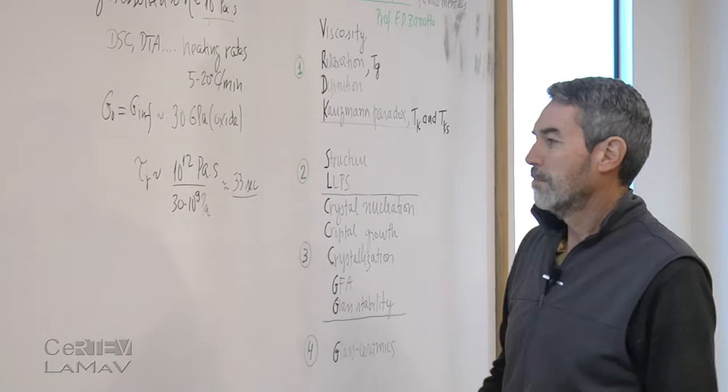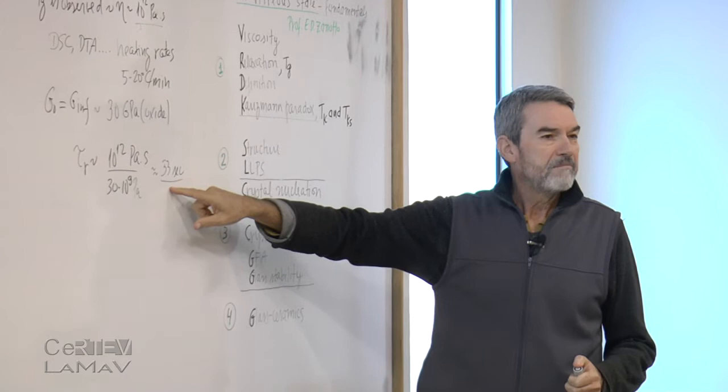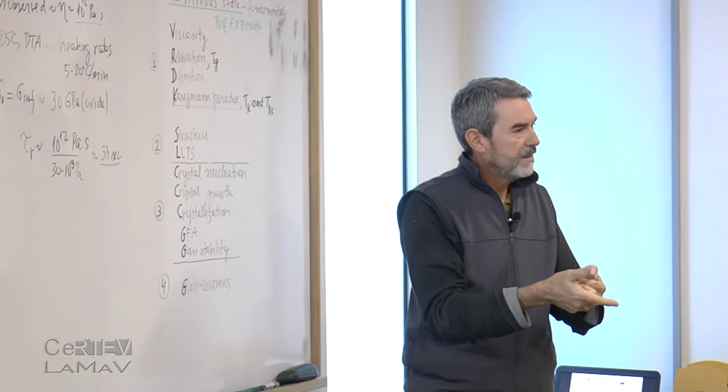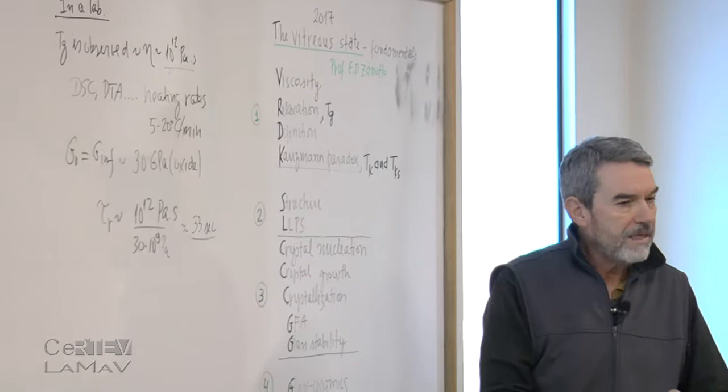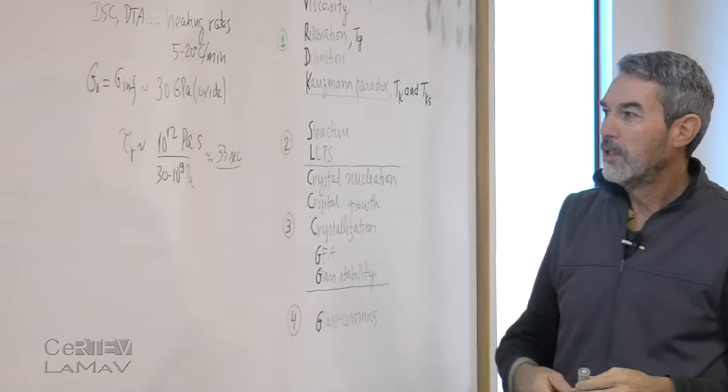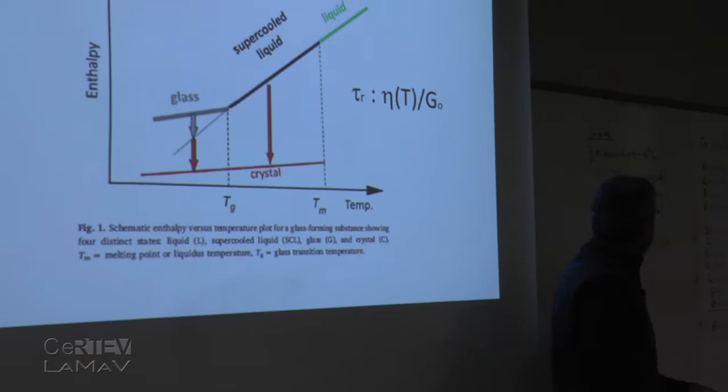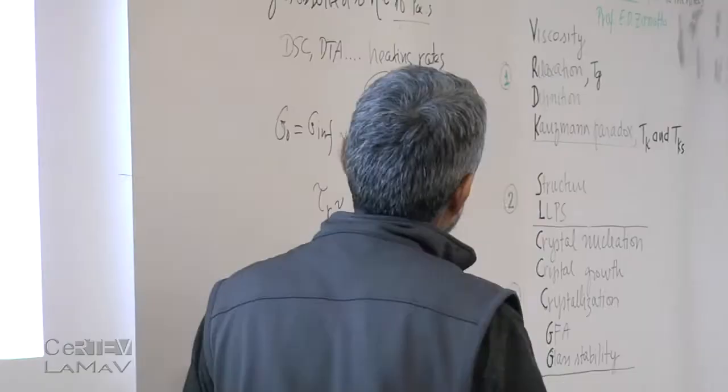33 seconds, half a minute, is the time it takes to measure for this kind of cooling or heating rates. In half a minute or so, you can measure these things. So this is why Tg normally is detected where the viscosity is 10 to the 12 Pascal seconds for oxide glasses, for these types of techniques, which use 5, 10, 15, 20 degrees Celsius per minute.